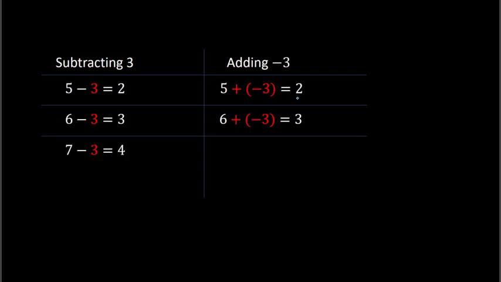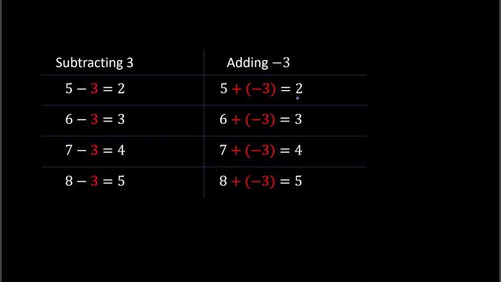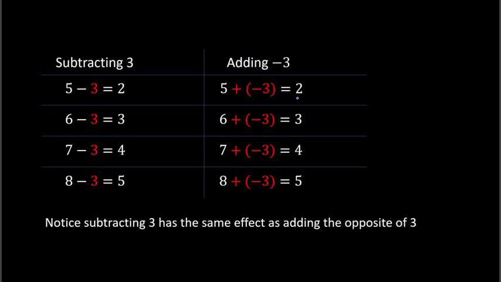7 minus 3 would equal 4. 7 plus negative 3 would also equal 4. 8 minus 3 is 5. 8 plus negative 3 is also equal to 5. So notice that subtracting 3 has the same effect as adding the opposite of 3. So subtraction is really the same thing as addition. We're just adding the opposite of a particular number. So all the rules that we learned for addition would also apply for subtraction.